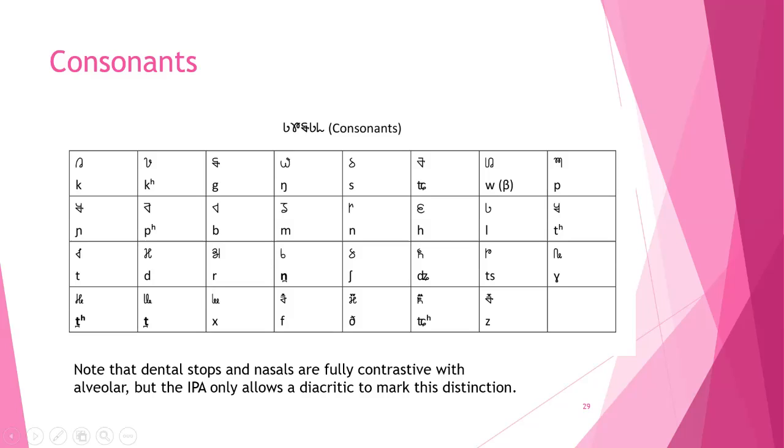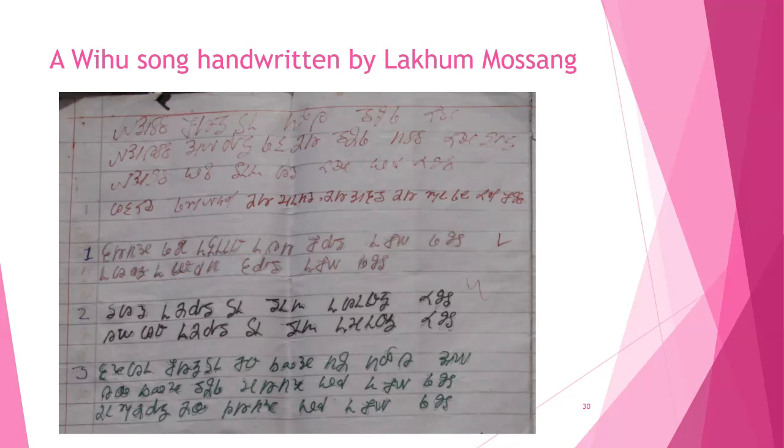The only thing I'll point out here is that this language has dental stops and nasals that are fully contrastive with the alveolar. But the IPA only allows us to use the bridge symbol, which is, as you can see down on the bottom left-hand corner, very easily not seen and dropped off. And it would be really good if we had a completely separate symbol for that. Some years ago, at one of the conferences I attended, one researcher was trying to propose something along these lines, and I'd be interested to know if any action has come in that direction.